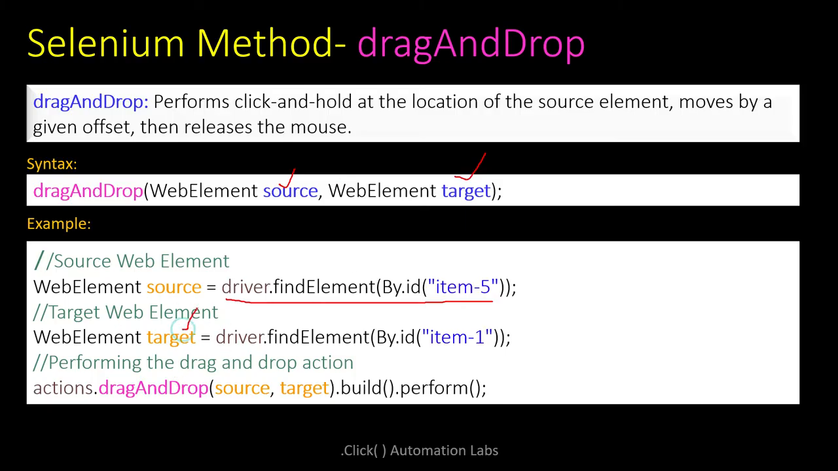You look at this, the target element is item 1, and with the actions class we use dragAndDrop, the source is nothing but this element, and then the target. Dot build will construct the actions, and dot perform will actually execute your actions. That is about drag and drop.